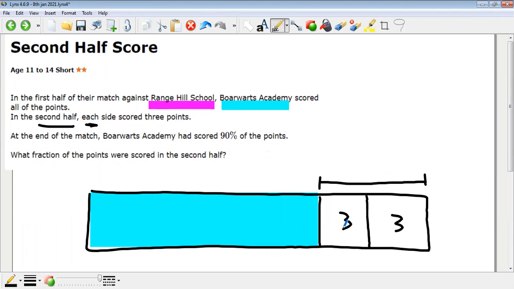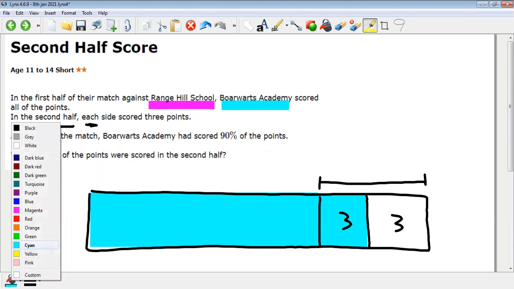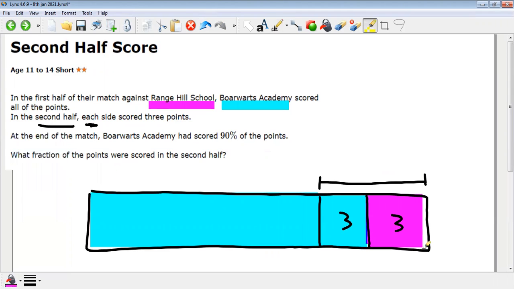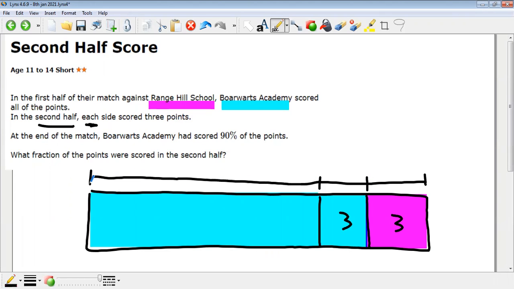And then it says at the end of the match, Bulwark's Academy has scored 90% of the points, which means that Range Hill had scored 10%. So what we actually know here is that all of this from here to here is 90%, which means that this is worth 10%.